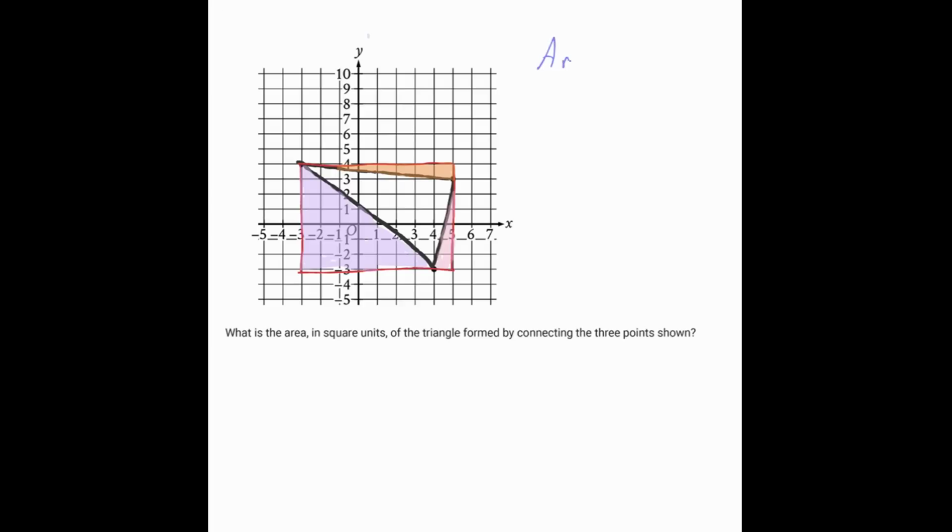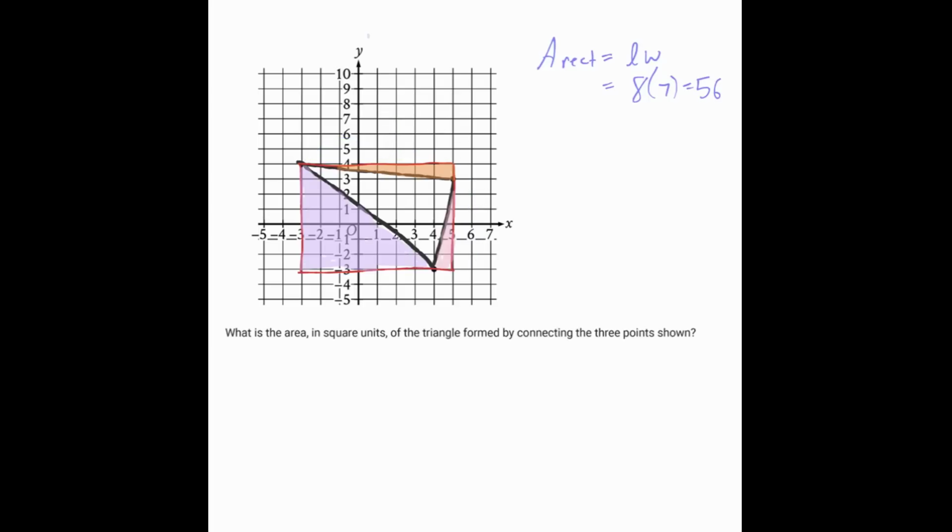The area of the rectangle is going to be the length times the width of the rectangle. This rectangle has a length that goes from -3 all the way to 5. So that's 8. And it's got a height that goes from a height of -3 at the bottom to a height of 4 at the top. So that's 7. So the area of the rectangle is 56.